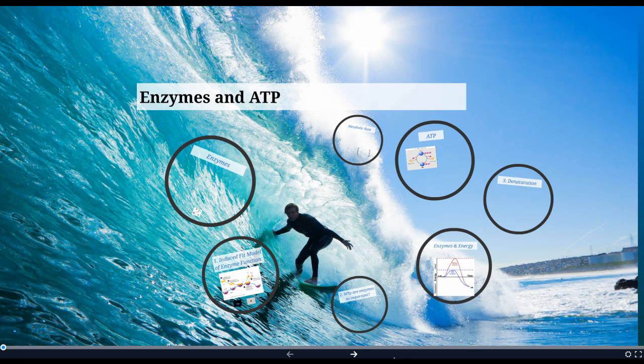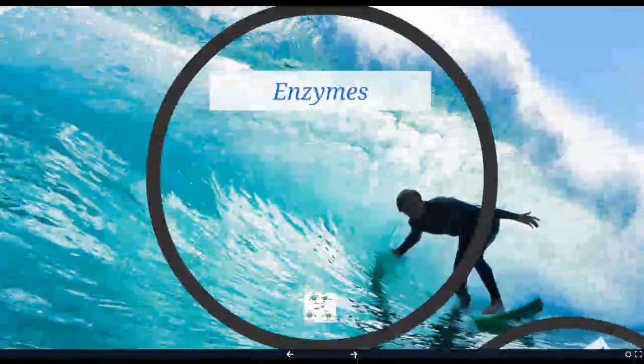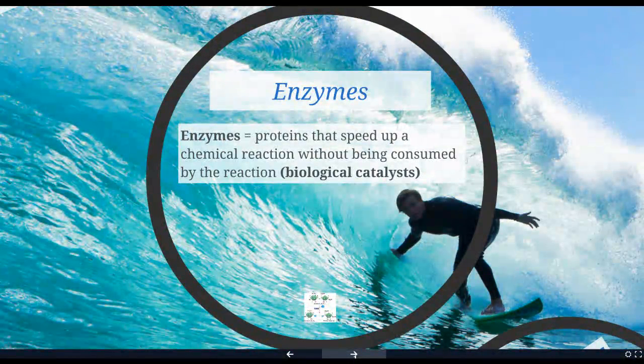So let's talk a little bit about enzymes and ATP. We've mentioned enzymes are proteins and we've mentioned ATP, but let's get into what they really do. We'll start with enzymes. Enzymes are proteins that speed up chemical reactions without being consumed in those chemical reactions. So that makes them a catalyst.